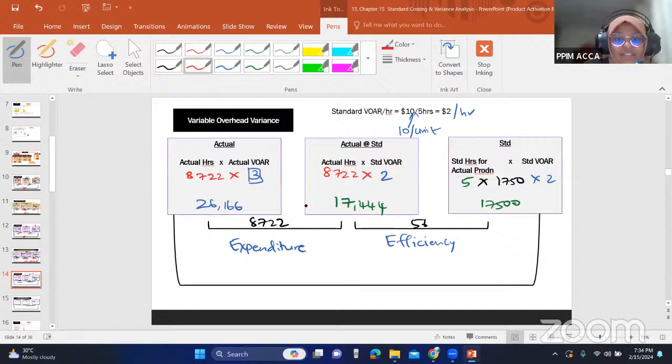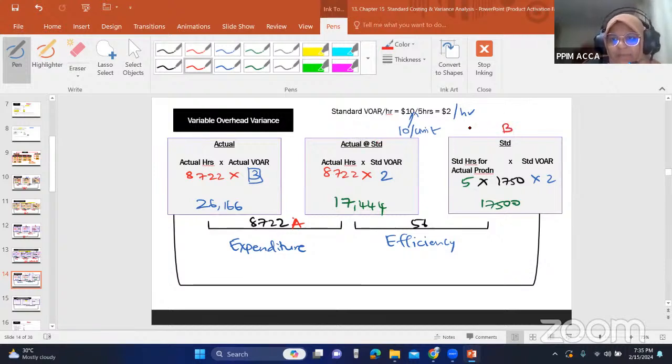Let's decide if it is adverse or favorable. When it comes to the expenditure, the second box has a little bit of budget, so that is the budgeted. This is the actual. According to my budget, I was supposed to spend 17,444. I have spent more, 26,166. Spending more is always a bad thing. So this is favorable. Sorry, this is adverse. I was supposed to spend 17,000. I spent 26,000. I have overspent. So that's bad for me. It's an adverse variance.